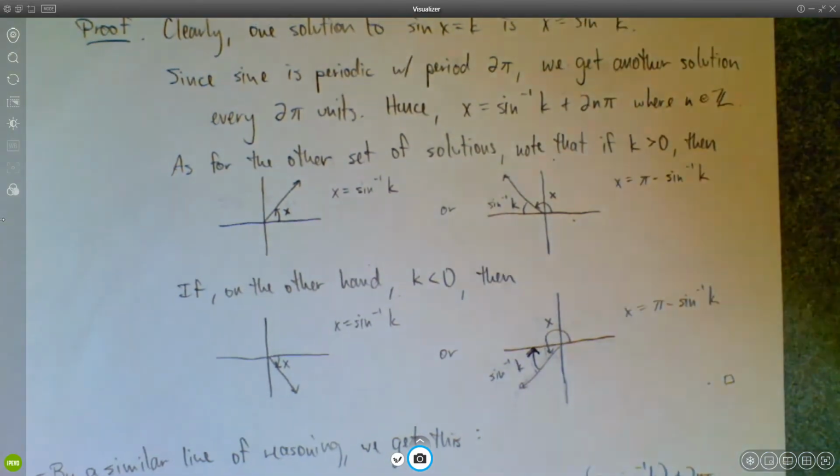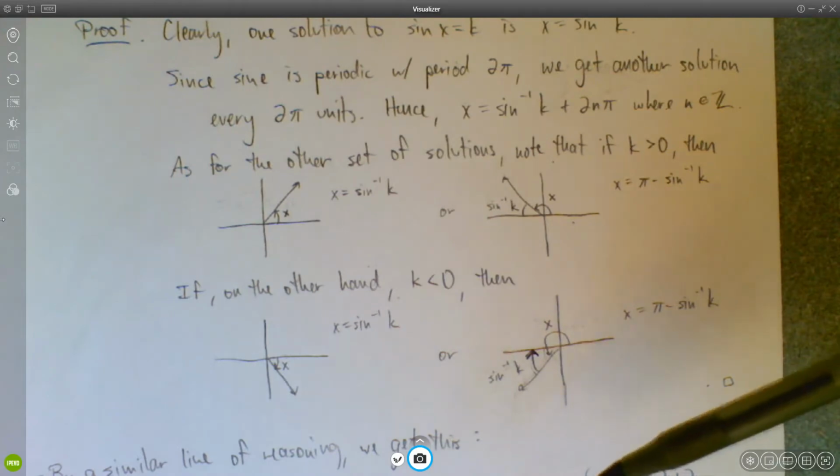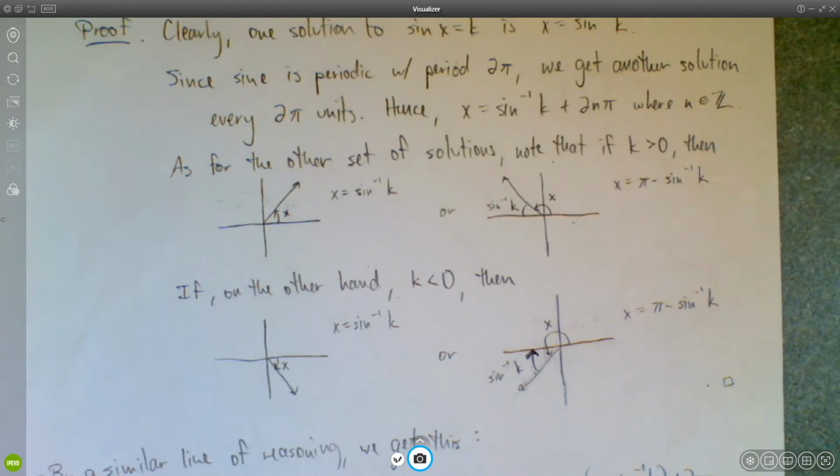So whether k is positive or negative, you're always going to get those two possibilities, that x is sine inverse of k or that x is pi minus sine inverse of k. Now there are some details with what happens if x is a quadrantal angle, but the rule still works in those cases.